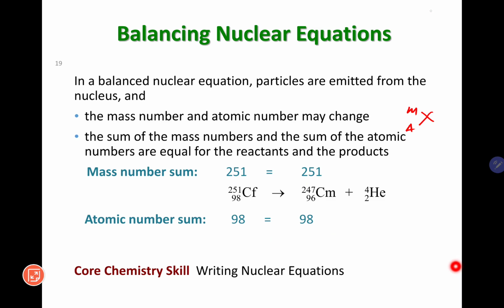And secondly, we want to balance the atomic number sum. On the reactant side, the atomic number sum is 98. And on the product side, the atomic number sum is 96 plus 2, which is once again 98.